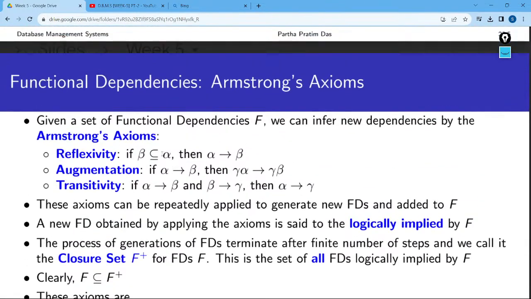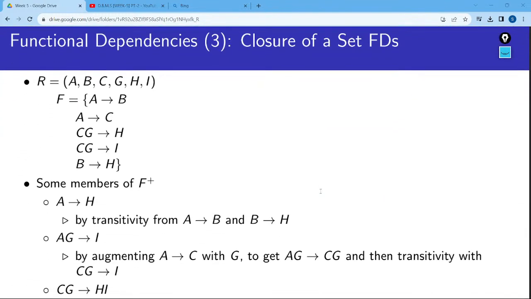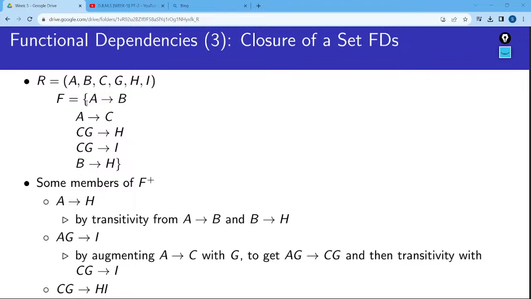Now let's say, is reflexivity left. What you basically do is you check each and every axiom one by one and add the functional dependency that is not there in the set f. Once you can no longer add any functional dependencies through these three axioms, it is called the closure set of functional dependencies.